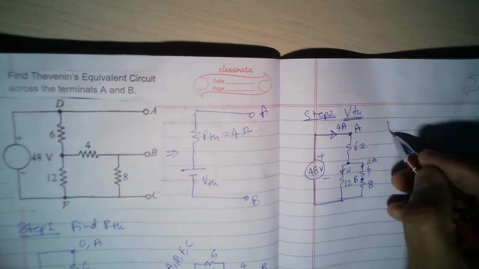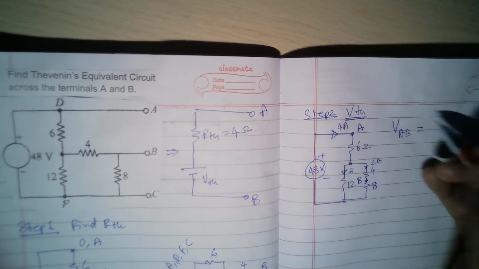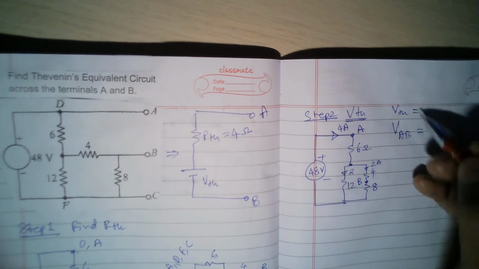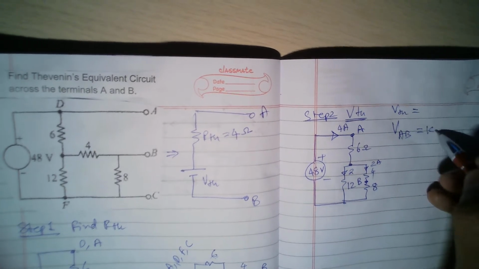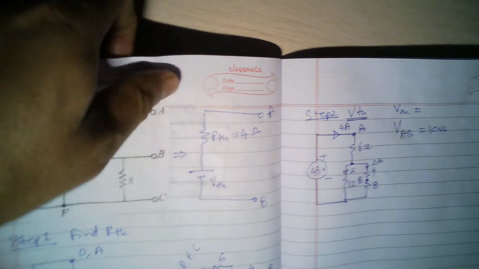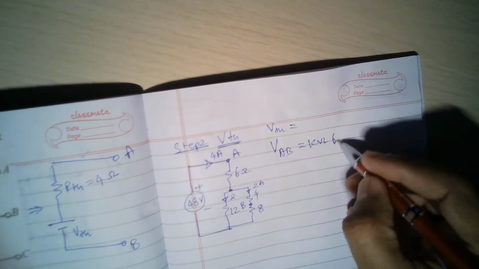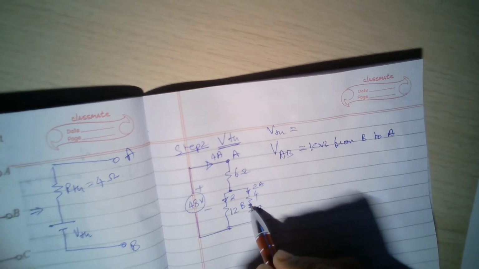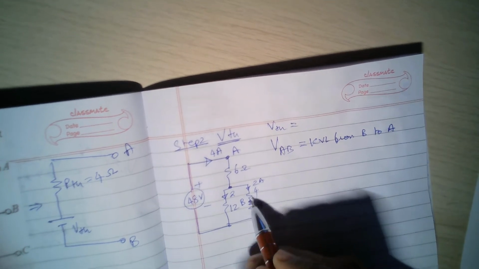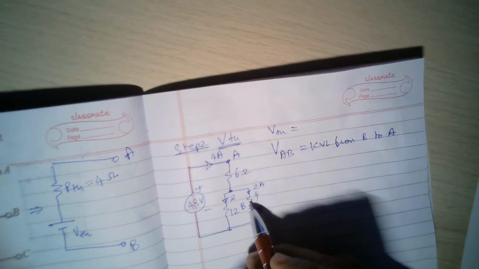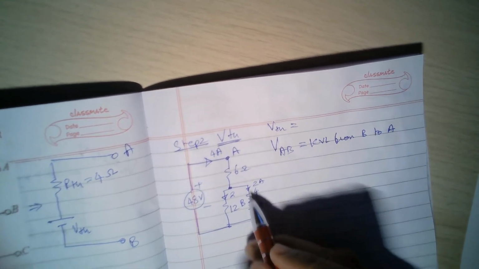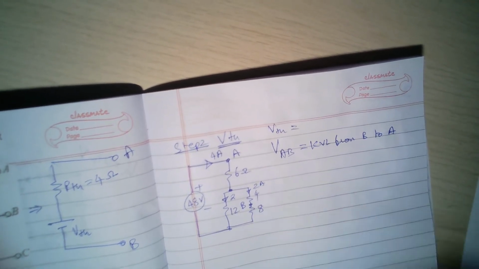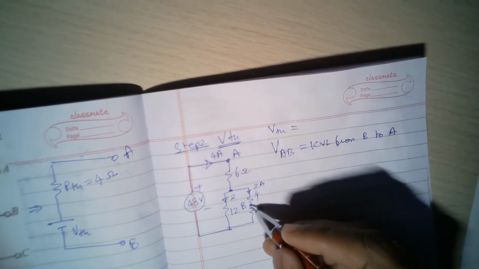Okay. Now how to find VAB? So our VTH is nothing but VAB, or VAB is nothing but KVL from B to A. So KVL from B to A. So now I start at this point and go upwards. So 4 ohms into 2 amperes, so 8 volts, and I am increasing my voltage because current is coming down, so I am going to higher potential, going against the current.